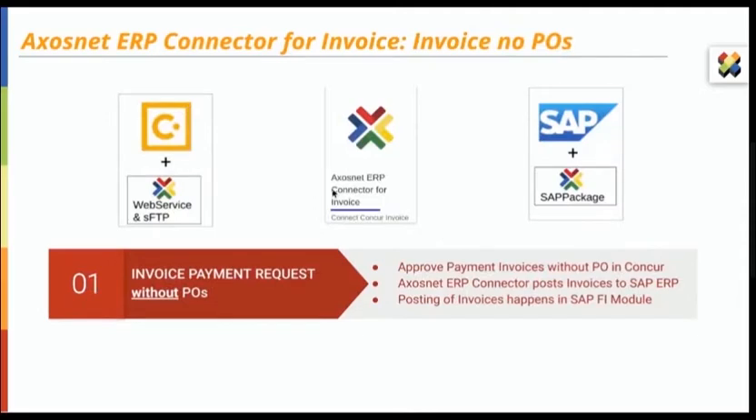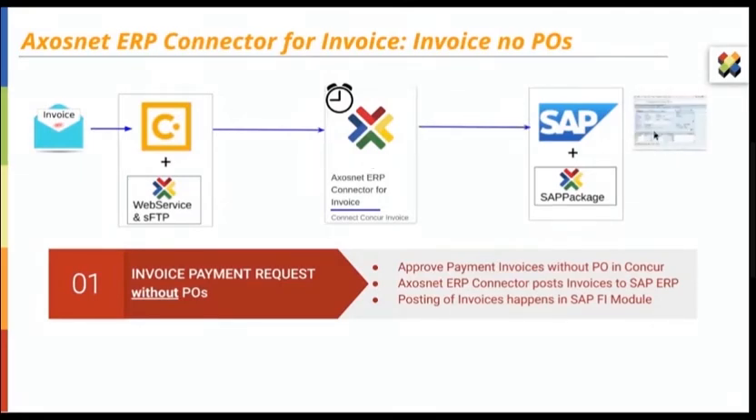What we're about to demo is this process. A vendor invoice is posted into Concur, and the ERP connector fetches that information, transforms the data, and sends it to SAP to create a journal entry in SAP S/4HANA. Let's get into it.